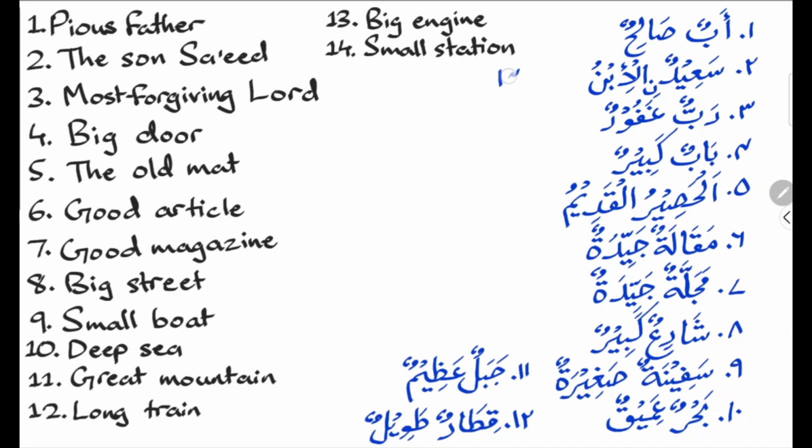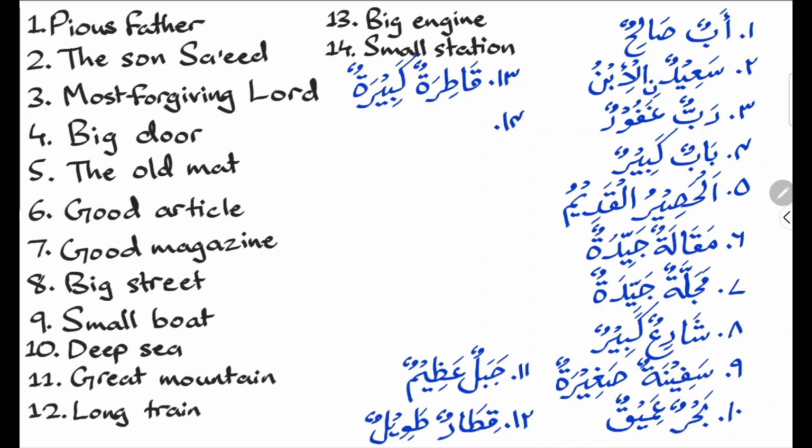Number 13. Big engine. Engine is the thing being described. That's the موصوف. موصوف comes first. Engine in Arabic is قاطرة. قاطرة. Big is كبير. But since it's feminine, it has to be feminine in accordance with the موصوف. كبير is going to become كبيرة. قاطرة كبيرة.